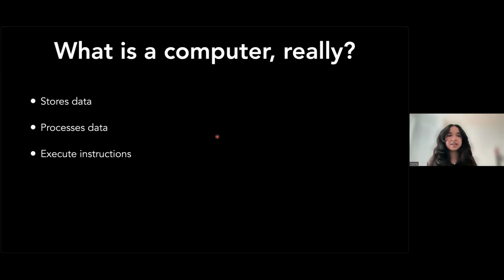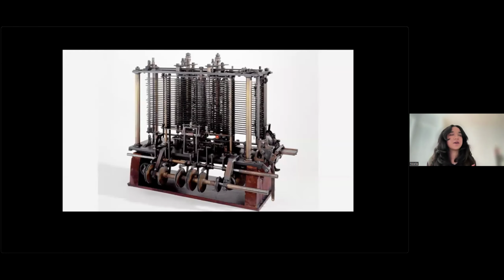So what is this thing right in front of you? A computer is defined as just a machine that can store data, process it, and execute instructions. So with these three simple principles in mind, a computer doesn't actually have to be electrical. It can even be mechanical. For example, this is an example of what early computers looked like. So this is a mechanical computer, and it does all those three things. It is technically a computer. It stores data, it processes it, and you can actually write code for it.